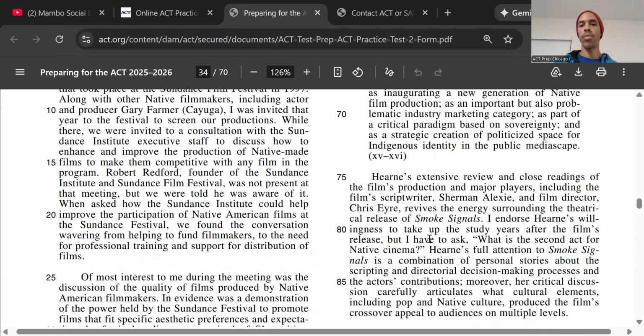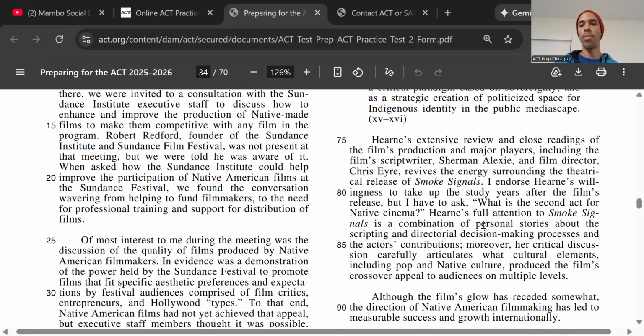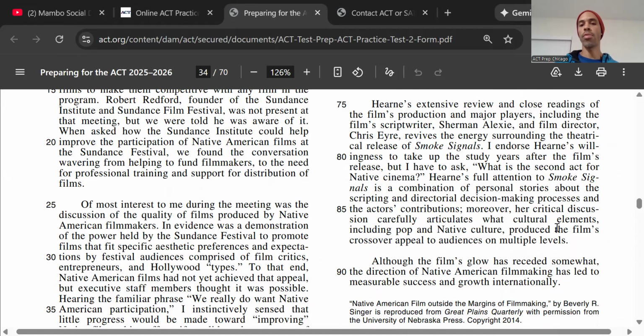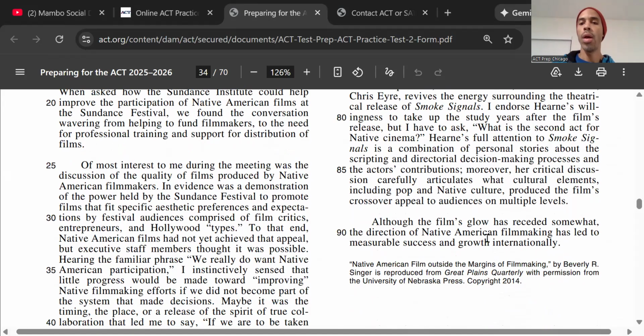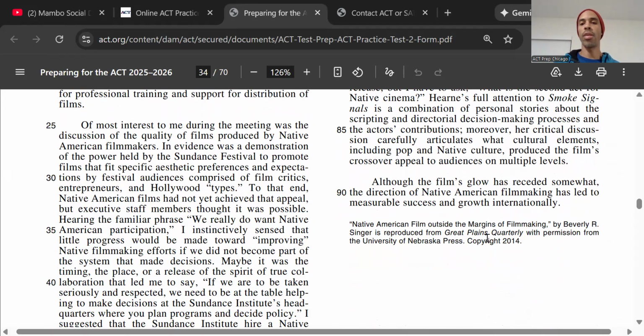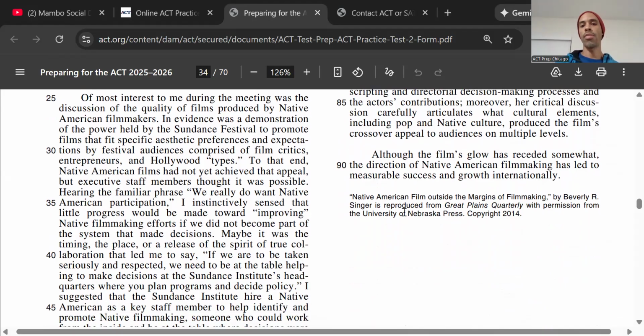I endorse Hearn's willingness to take up the study years after the film's release, but I have to ask, what is the second act for Native cinema? Hearn's full attention to Smoke Signals is a combination of personal stories about the scripting and directorial decision-making processes and the actors' contributions. Moreover, her critical discussion carefully articulates what cultural elements, including pop and Native culture, produce the film's crossover appeal to audiences on multiple levels. Although the film's glow has receded somewhat, the direction of Native American filmmaking has led to immeasurable success and growth internationally, outside the margins of filmmaking.